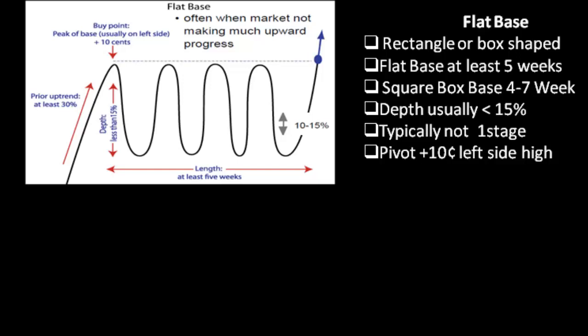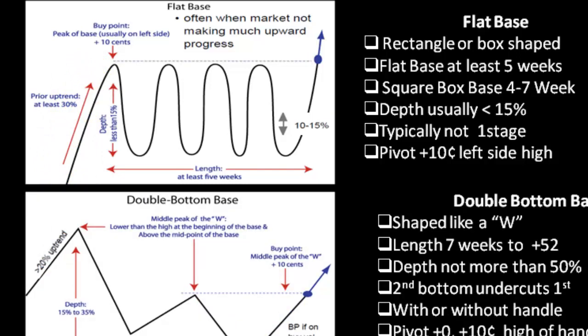And again, the pivot is 10 cents above the high on the left side of the base. So here was the high, and then you add 10 cents, and that's your breakout. And one of the key components is at least a 30% uptrend prior to this consolidation.